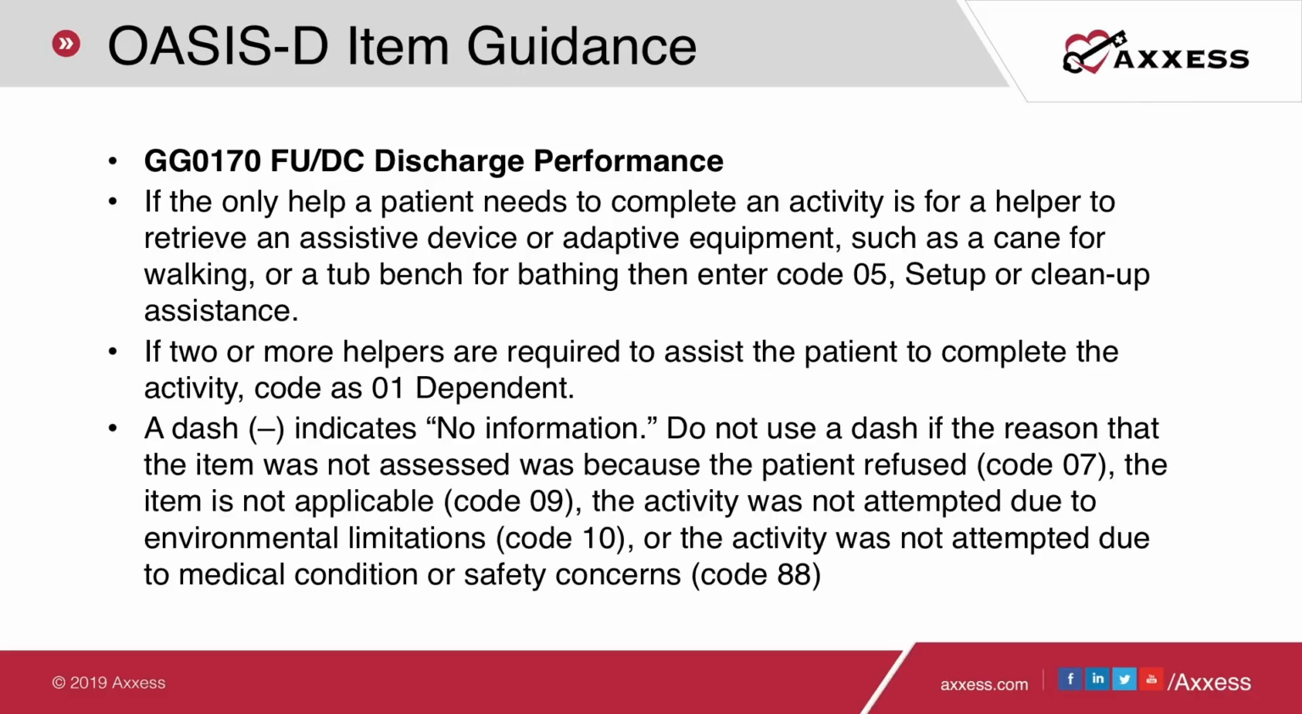Don't forget, if 2 or more helpers are required to assist that patient to complete the activity, that's going to be a number 1, dependent. And if you use a dash, you're indicating no information. Don't use a dash if the reason the item was not assessed was because the patient refused, or it wasn't applicable, or it wasn't attempted due to environmental limitations, or the activity was not attempted due to a medical condition.